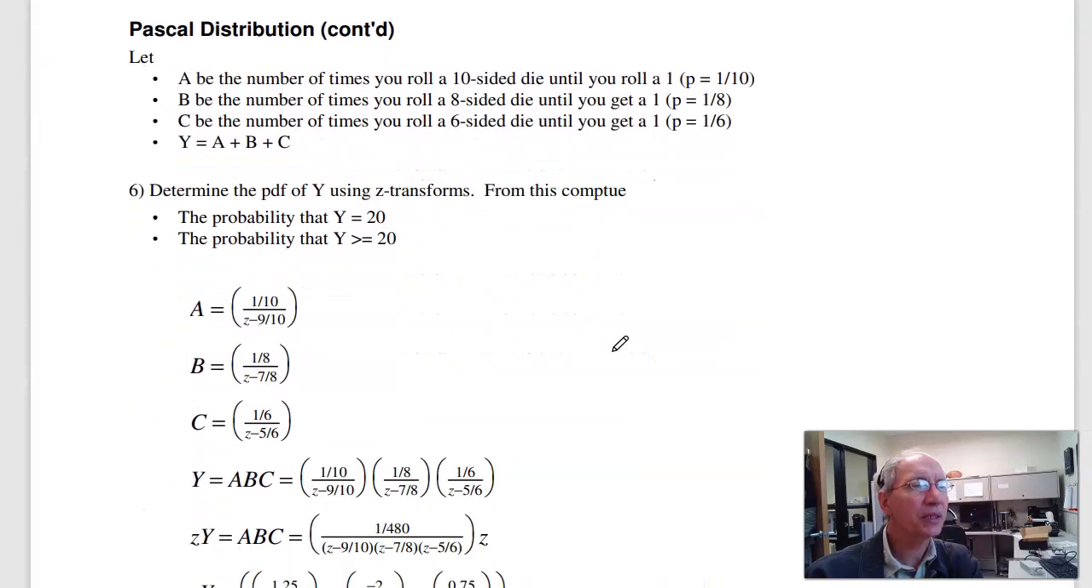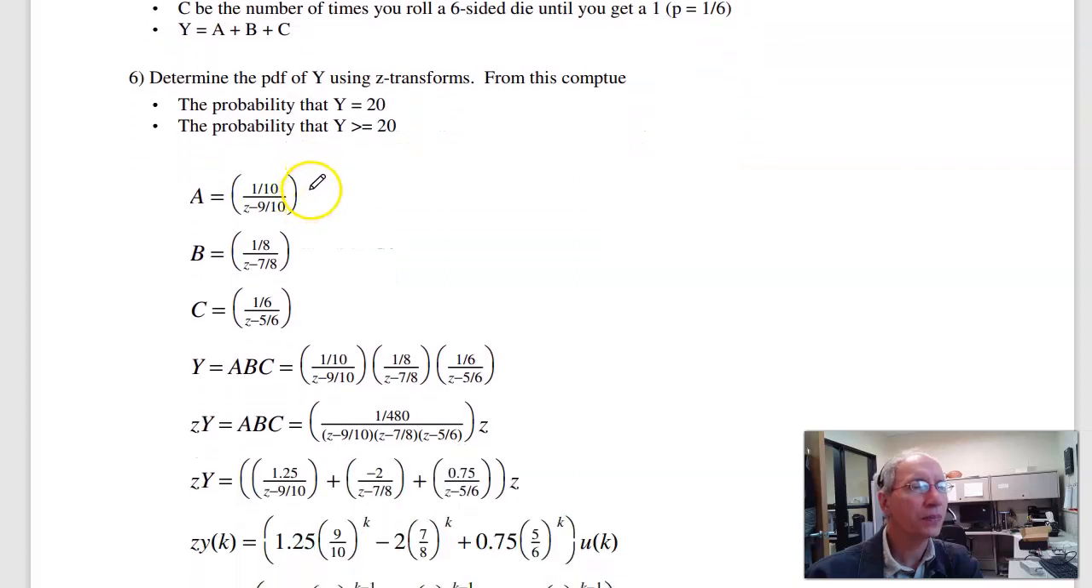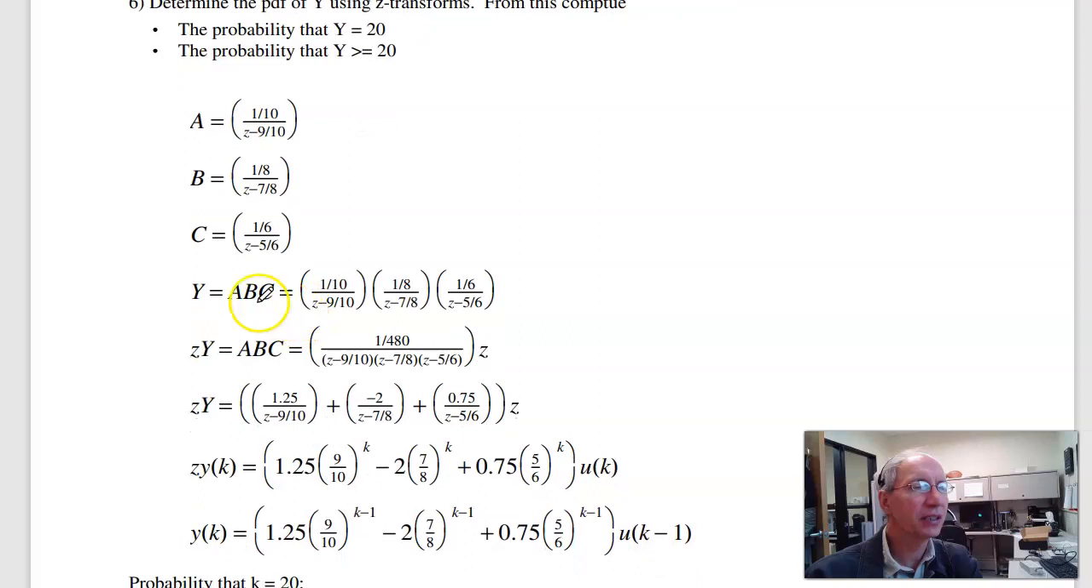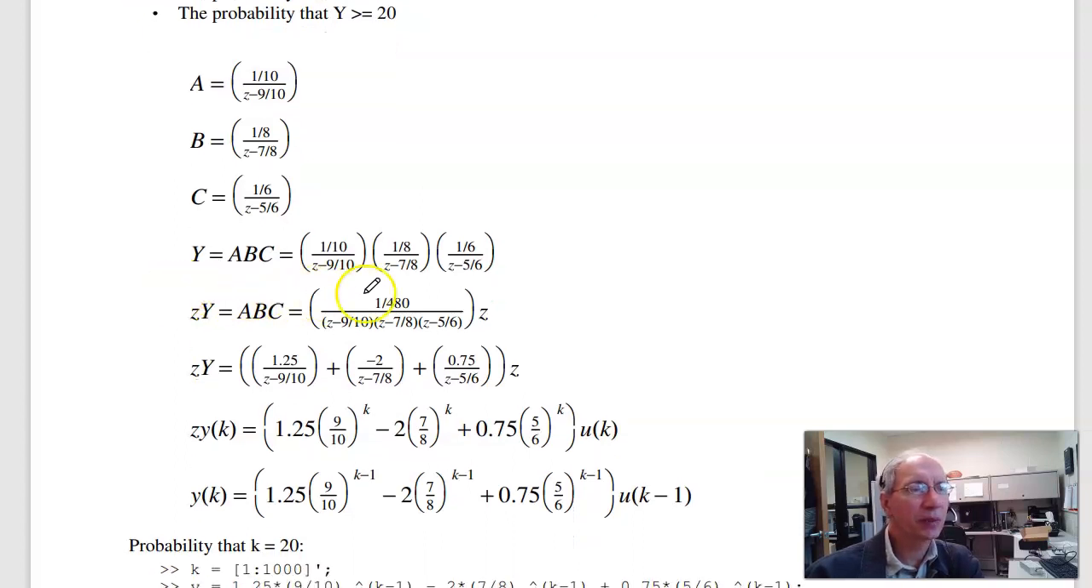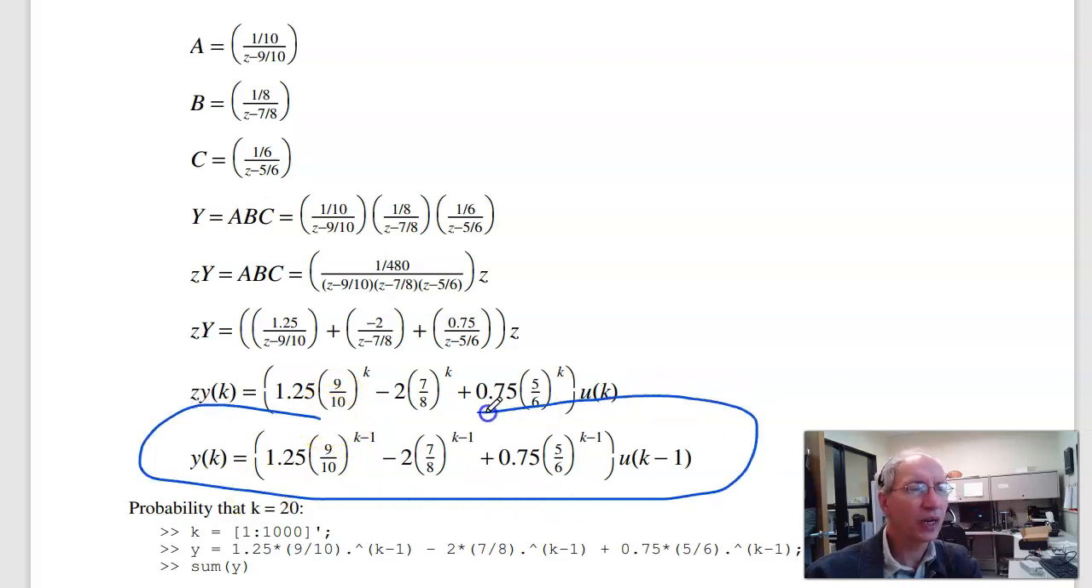Last 3 problems are repeats, but with 3 die rolls. So roll until I get a 1 on a 10-sided die, 8-sided die, 6-sided die. Y is the sum of the die rolls. First, find y using z transforms. So here's the PDF of A, B, and C. Multiply them all together. That's the z transform of y. To find y of k, take the inverse z transform: multiply by z, do partial fraction expansion, multiply through by z, take the inverse z transform, delay by 1. Okay. All said and done, there is y of k.